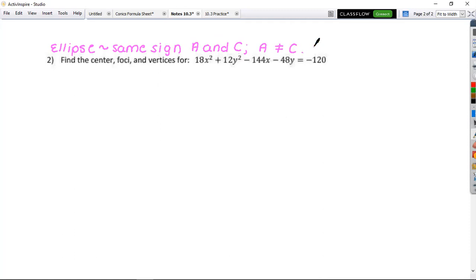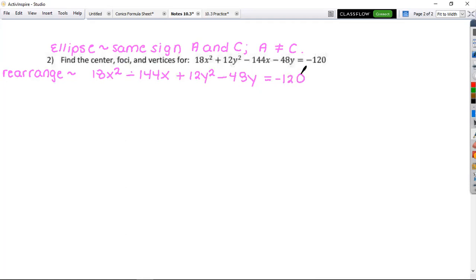So the first thing I need to do once again is rearrange this so I can utilize my completing the square process. So I'm going to rearrange. So I have 18x squared followed by a minus 144x plus 12y squared minus 48y is equal to negative 120.